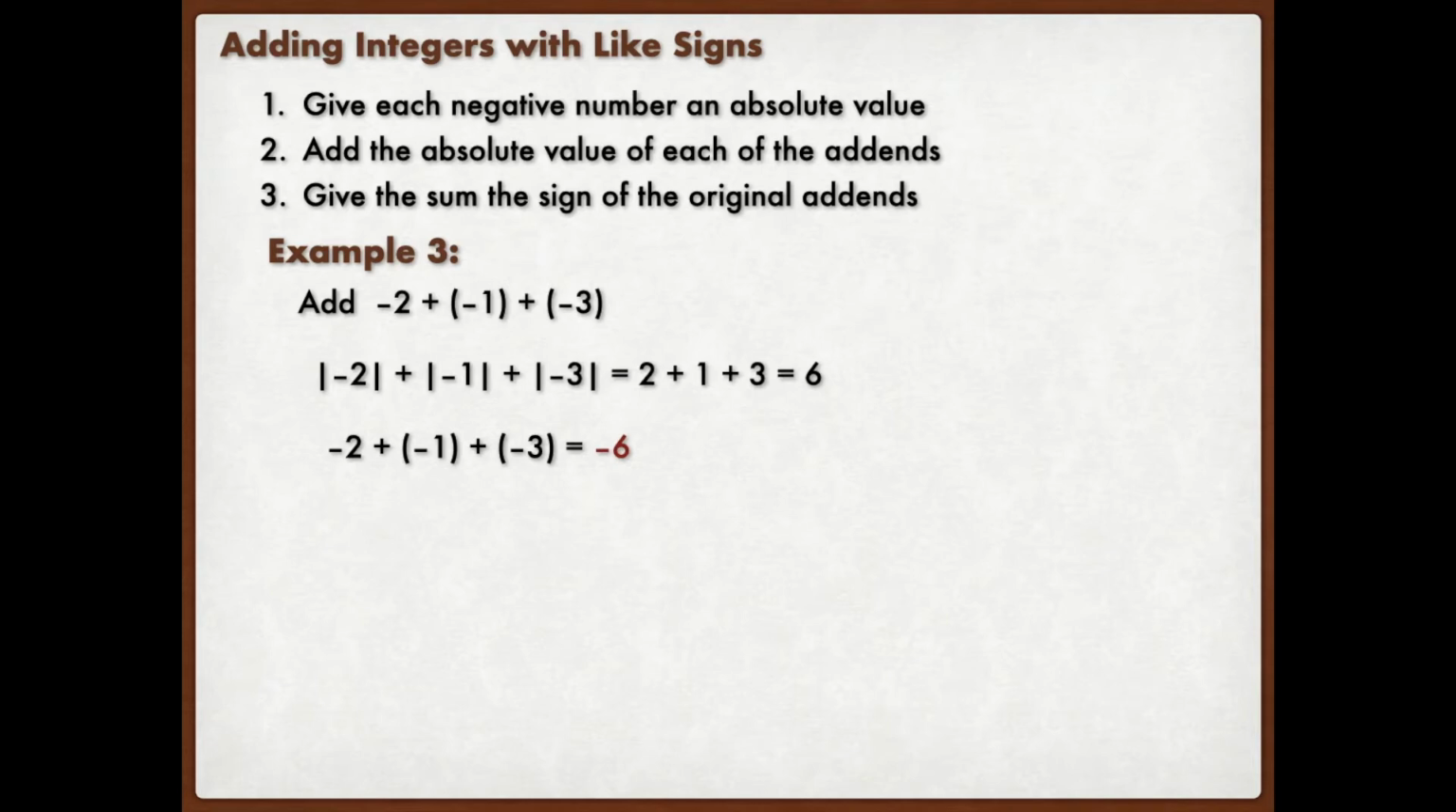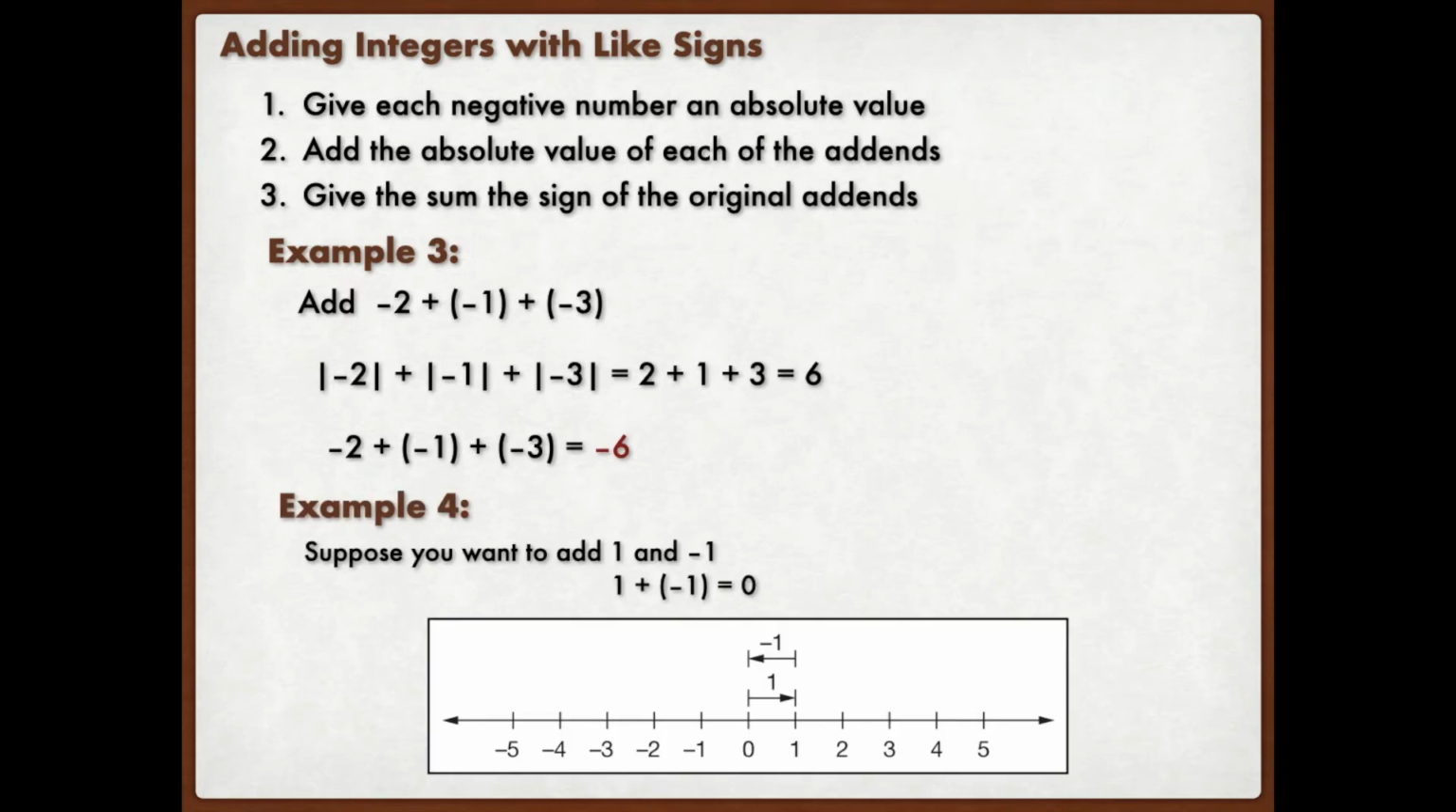So I can go ahead and do this to help me if I have too many numbers or large numbers and I can't visualize a number line. Suppose you want to add 1 and negative 1. You can visualize this on a number line. You move 1 over, negative 1 moves back, it's 0. You can also look at it as 1 minus 1.